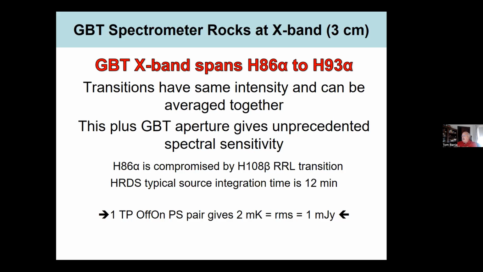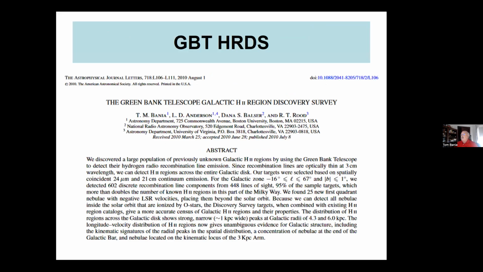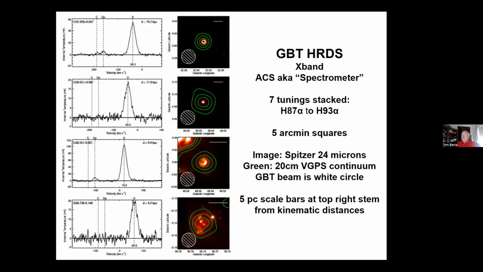Typically one off pair gave us 2 millikelvin RMS, and we discovered that 95% of our targets showed radio recombination line emission. Here are some examples of things. The green is continuum, the image is 24 microns, and here are the spectra. From the velocities we can determine their kinematic distances, and we get things as far as 19.2 kiloparsecs away.